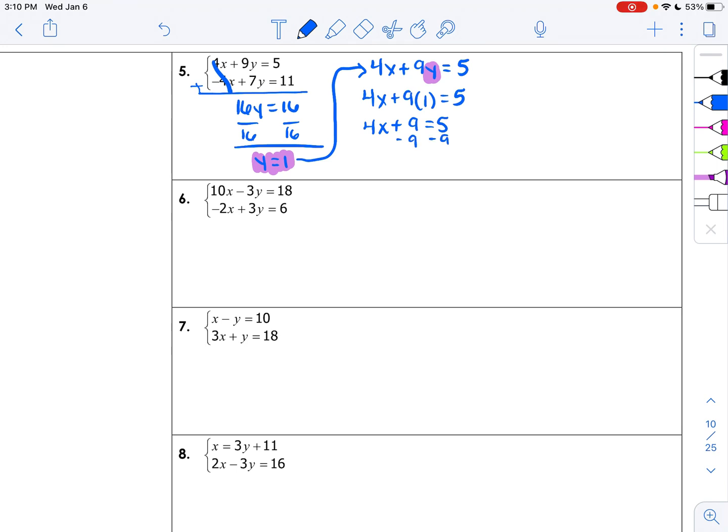Subtract 9 from both sides. That gives me 4x equals negative 4. And then divide both sides by 4, which would result in x equals negative 1, the other half of my answer. So I have a final answer of negative 1, 1. Again, make sure you're putting your x value first and your y value second in your final answer. Go ahead and highlight numbers 6 through 11.